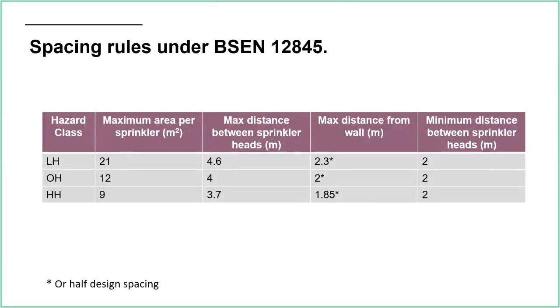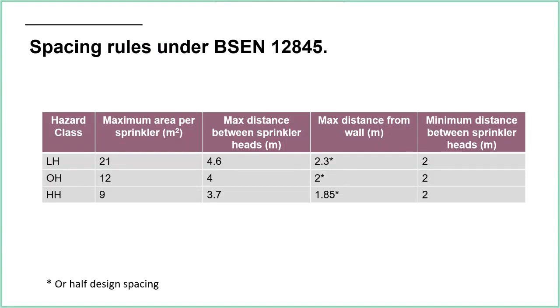Spacing then under 12845, we have a few rules. As I say, the rules give us some basic do's and don'ts, and this isn't all of them by any means. There's lots of other rules in the standard about what happens when you've got beams and bays, what happens when you've got obstructions, how far away you need to be from ducts and things like that. So there are lots of rules, but these are the basic ones here. Again, mainly we're looking at the ordinary hazard part of this table.